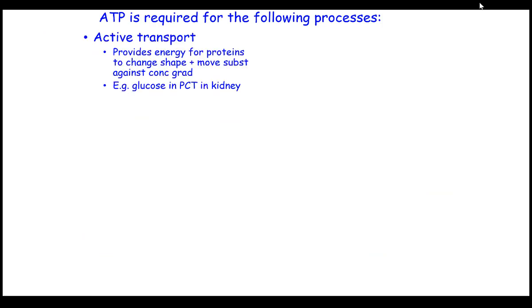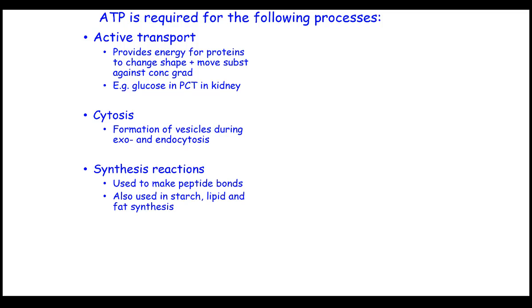Active transport, which was basically whenever we were talking about moving substances from a low concentration to a high concentration, or in other words, against the concentration gradient. So active transport provides energy for that, and it also provides energy for the membrane proteins that transport substances against the concentration gradient. Cytosis, which was the formation of vesicles during exo and endocytosis, so whenever substances move in or out of the cell. Synthesis reactions, so ATP was required to make peptide bonds between amino acids, and it was also used in starch, lipid and fat synthesis.